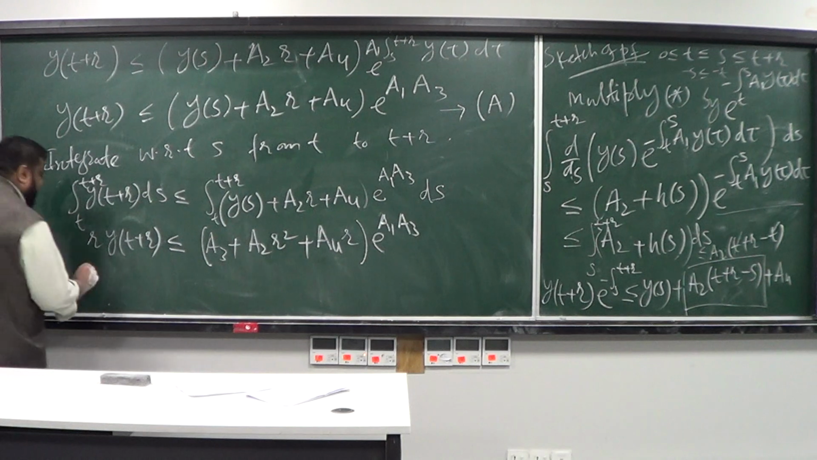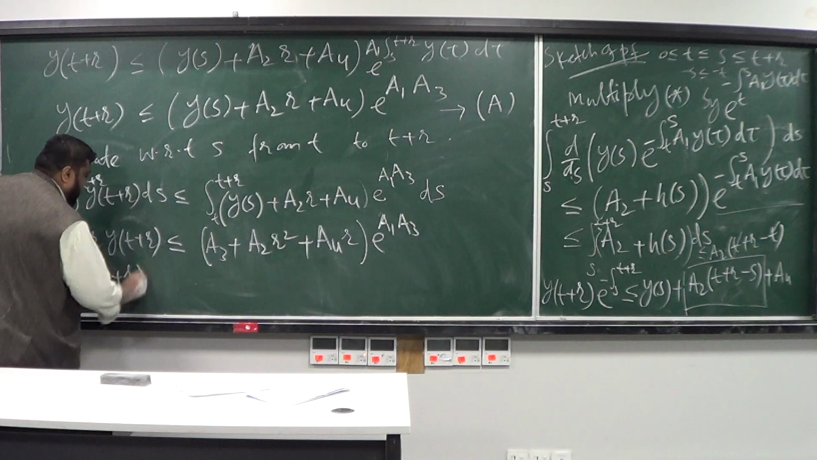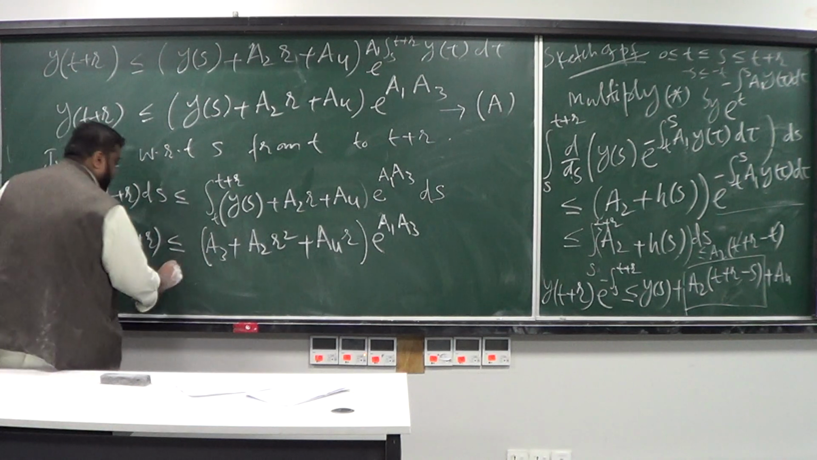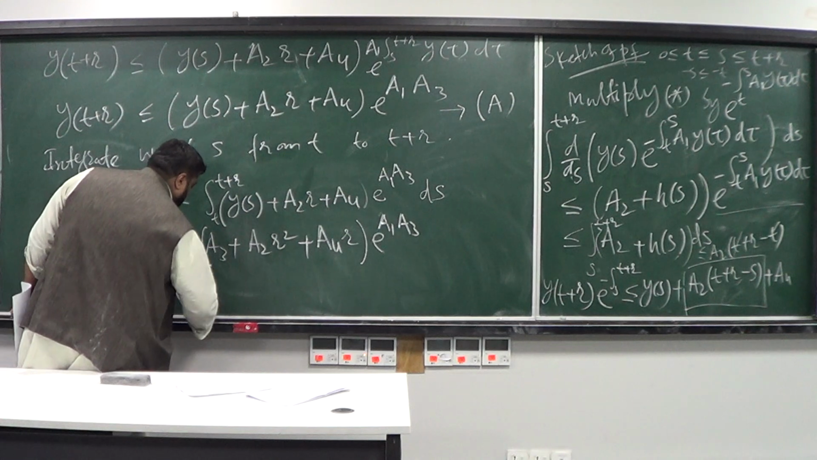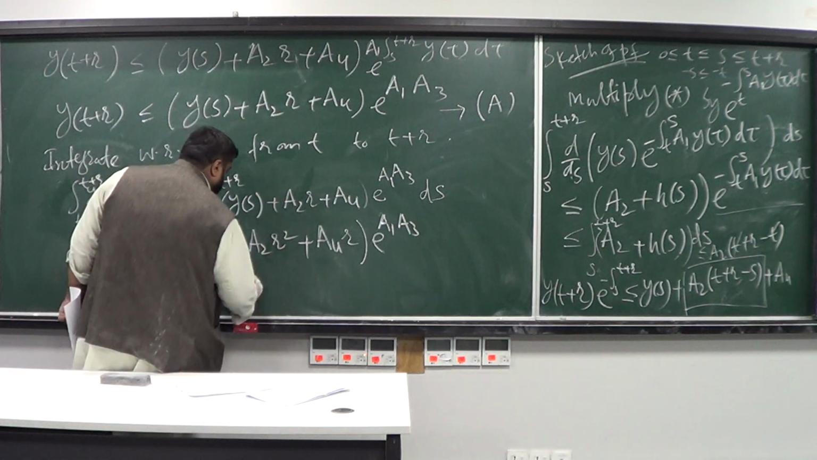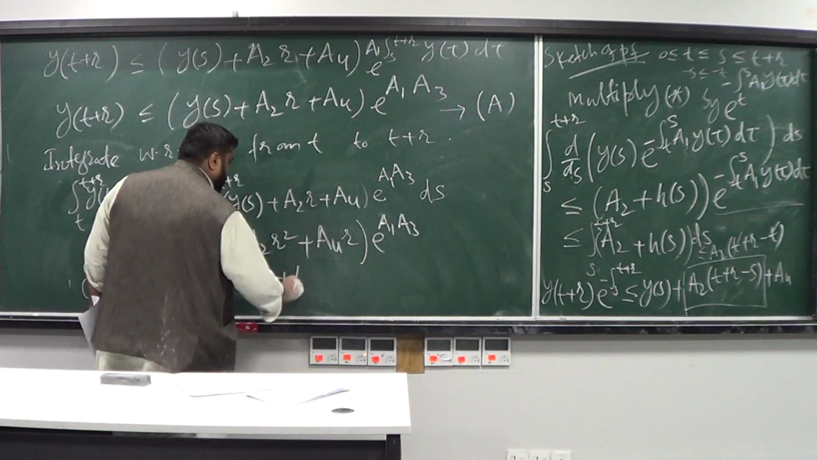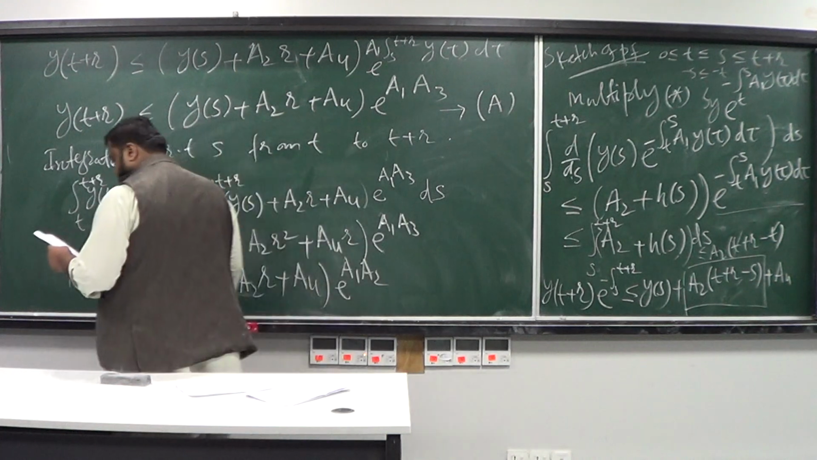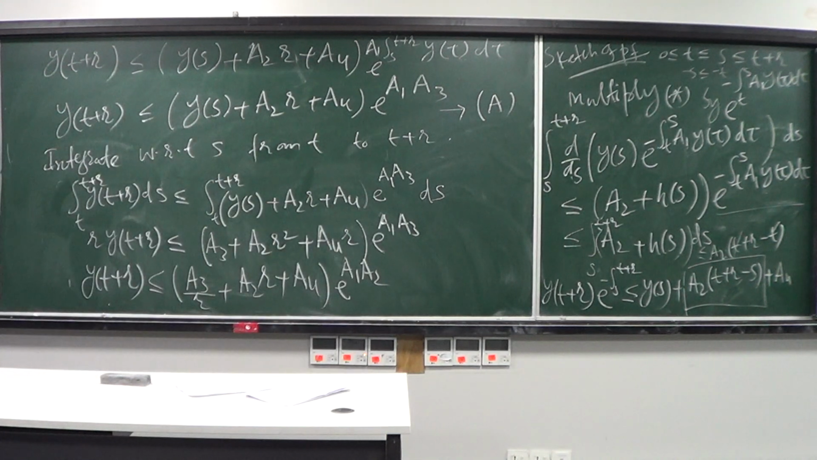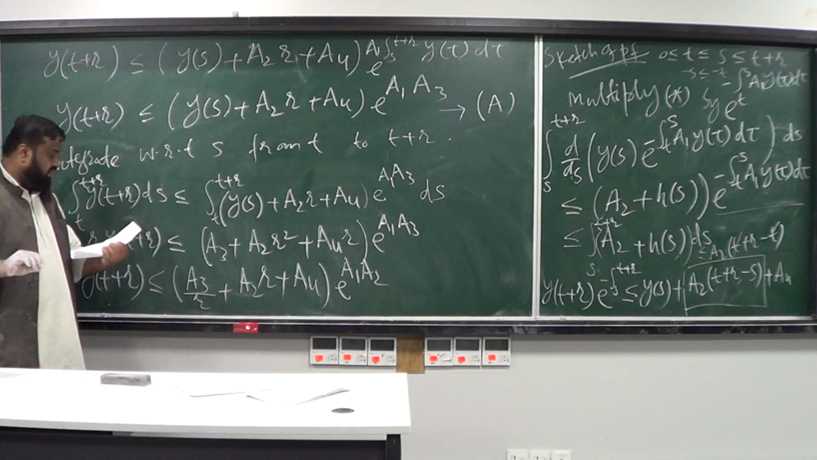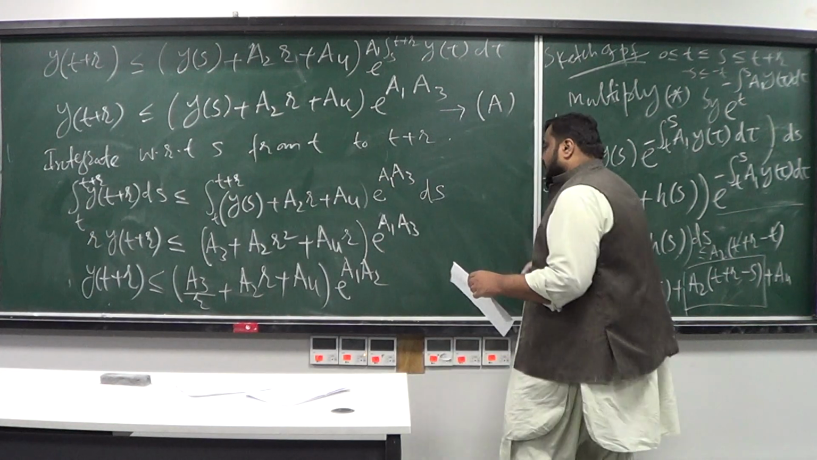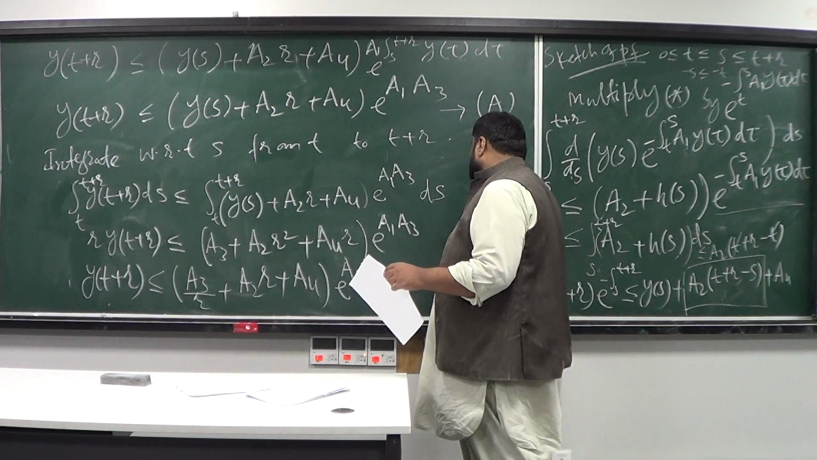So the final inequality that we get is the bound on y of t plus r, and if you divide everything by r, you get one of the required inequalities, which is a3 over r plus a2 r plus a4, times e to the a1 a3. So this was one of the inequalities which was required to prove.